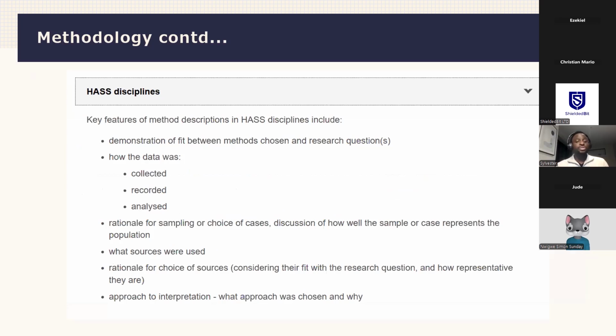For humanities and social sciences that do a lot of interviews and qualitative analysis, you also need to show the fit between your chosen method and your research question. Then we now see how the data was collected, how it was recorded, how it was analyzed. Did you do interviews? When did you do it? How did you reach the participants? When did they respond? How many emails did you get back? Did you record your audio and transcribe it from one language to the other?